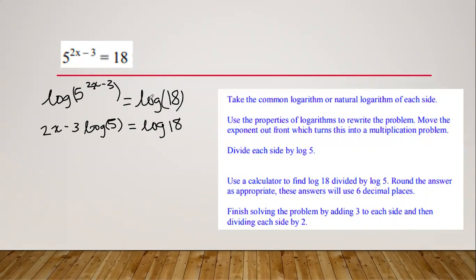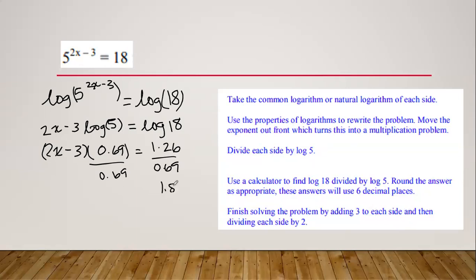Okay, now I'm just going to use my calculator to get some of these calculations. So I'm going to do a log of 5, which gives me 0.69. This is 2x minus 3 times 0.69. And then I want to take the log of 18, which equals 1.26 if I round. And then now I'm just going to continue solving. So I would divide by 0.69 on both sides. So 1.26 divided by 0.69 is 1.83.